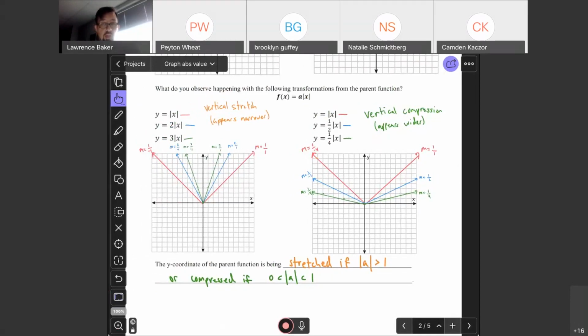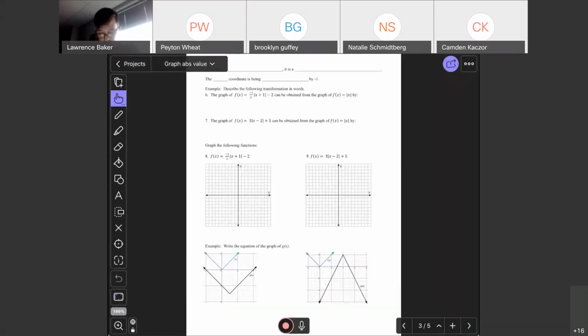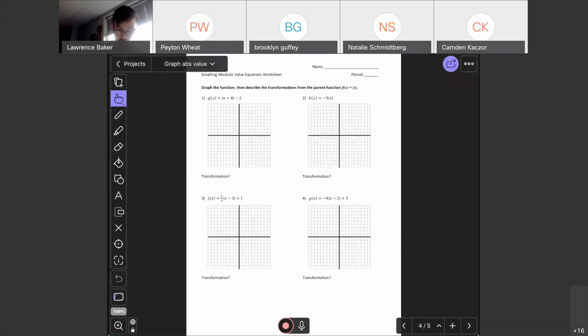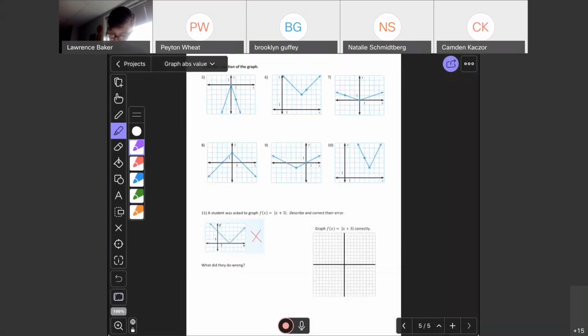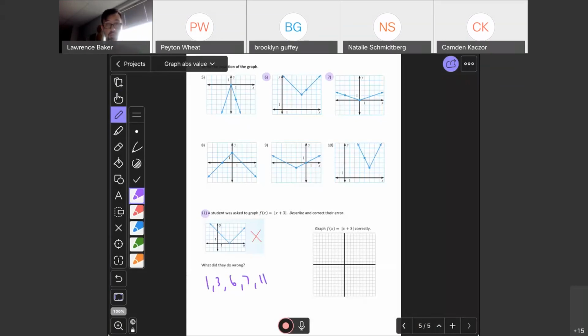I want you guys to try a couple of the problems on the homework. Again, you're not going to be finishing it because we didn't. We're going to finish this next page of notes Monday. What I'd like you to try on the homework for the weekend is 1, 3, 6, 7, and 11. I want you guys to try those. We'll finish up the notes on Monday, and we'll finish up the worksheet on Monday.